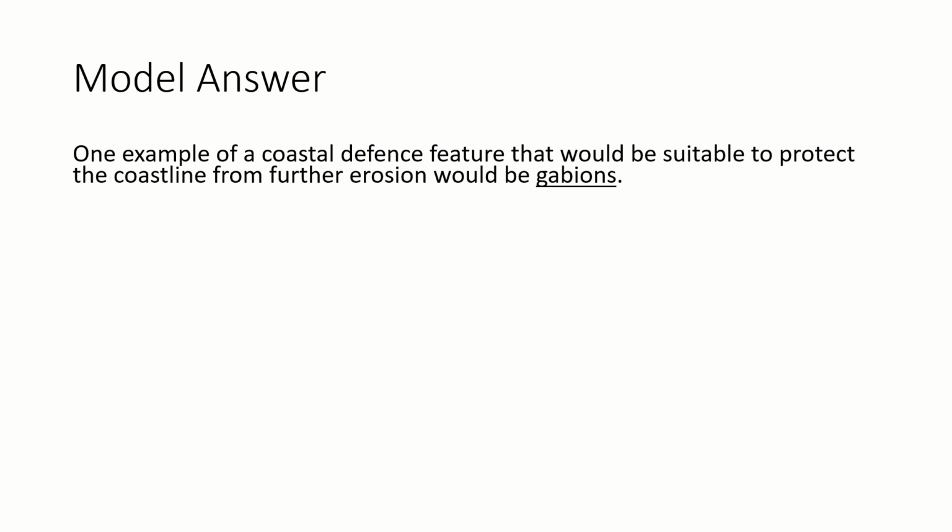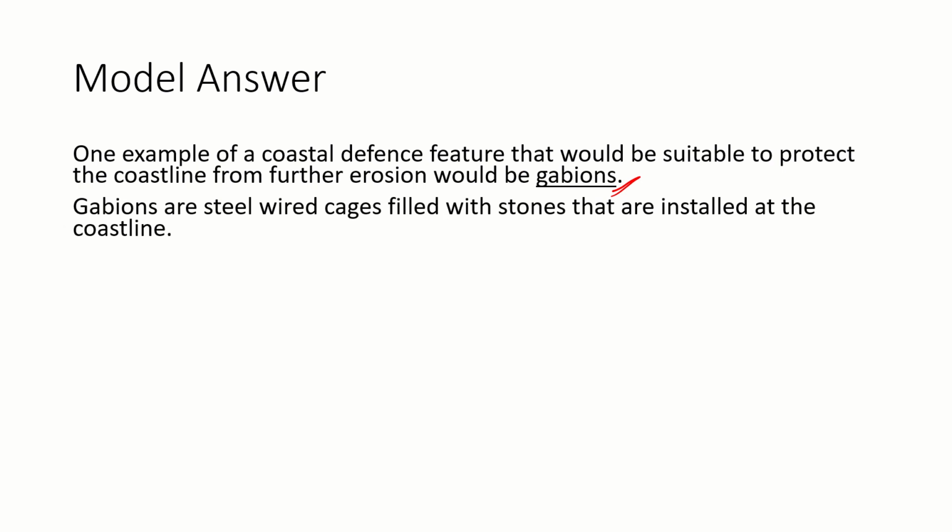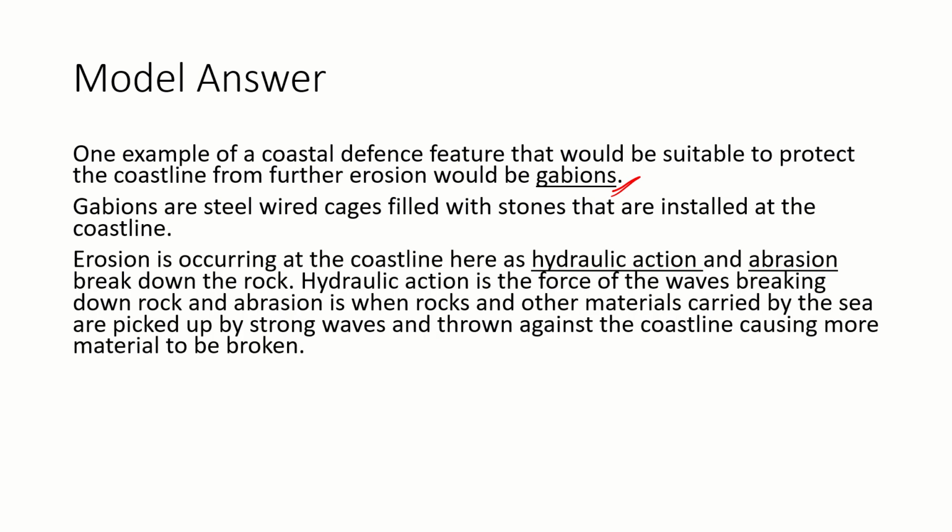The first thing I need to do is suggest a suitable coastal defense measure that would reduce erosion in the area. One example of a coastal defense feature that would be suitable to protect the coastline from further erosion would be gabions. Next thing I need to do is explain what gabions are. They're steel wired cages filled with stones that are installed at the coastline. Now I need to explain how gabions would reduce coastal erosion here. Erosion is occurring at the coastline here as hydraulic action and abrasion break down the rock. What I've done here is name the processes of coastal erosion that are actually impacting the landscape in the picture. Now I'm going to explain those processes of erosion.